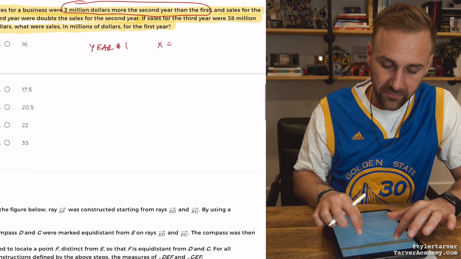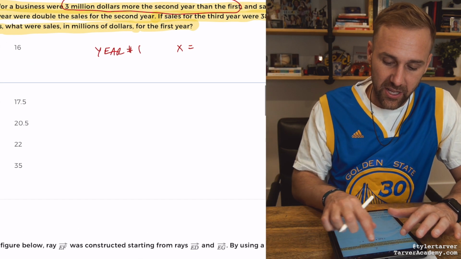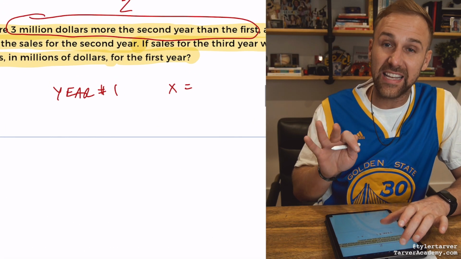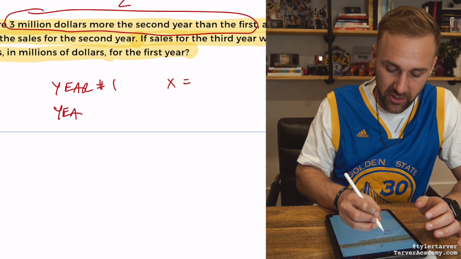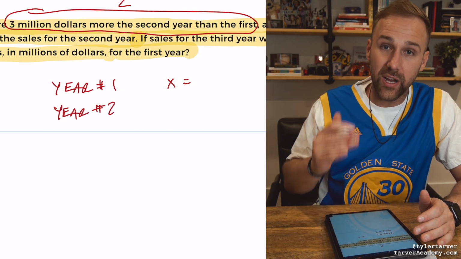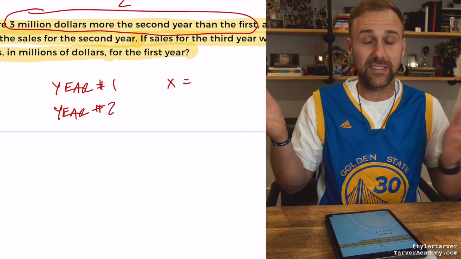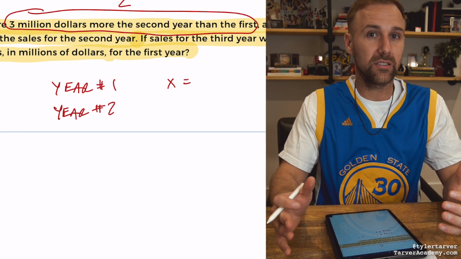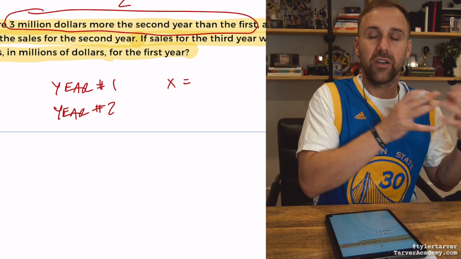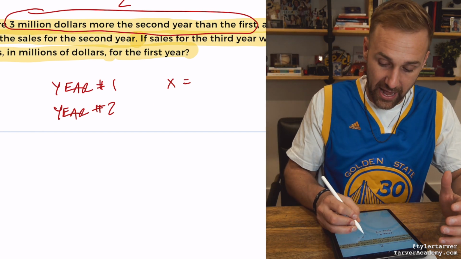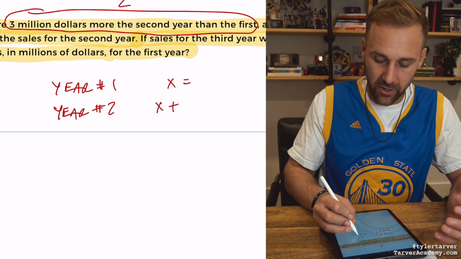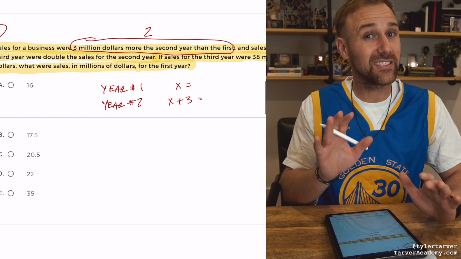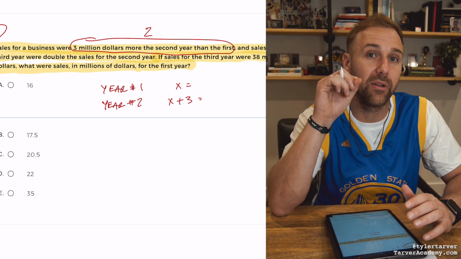Okay, let's look at year two. Now, we've already started year two. It says, the sales for business were $3 million more the second year than the first. So let's look at year number two. We know year one was X. We don't know what that is yet, but we're going to find out. We know year two was the same as year one, but $3 million more. So how do we write that in math? X, which is year one, plus 3 equals something. We don't know what it is yet. That's the trick. The trick is people don't know to put that variable in for year one.